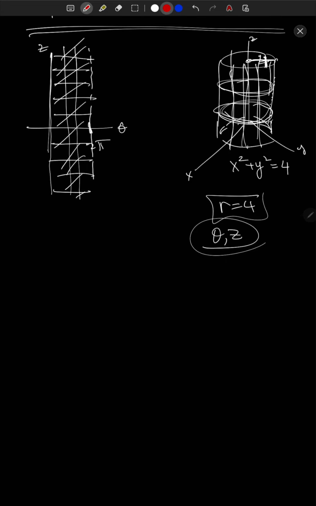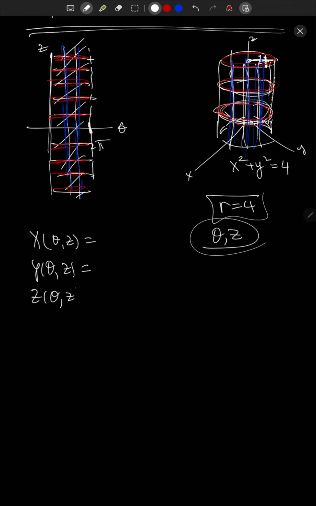Let me shade those in. So these guys go to these guys here, and these guys go to these guys here. In terms of the actual formula, what we would be doing is x of theta z equals, y of theta z equals, z of theta z equals.